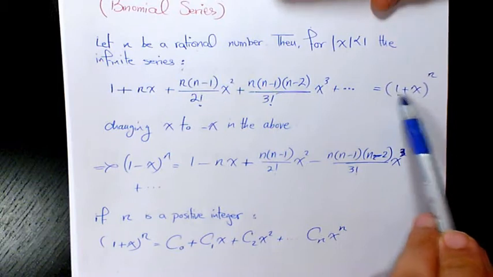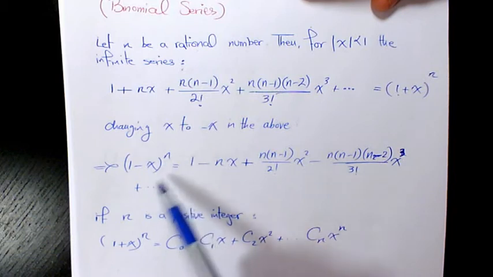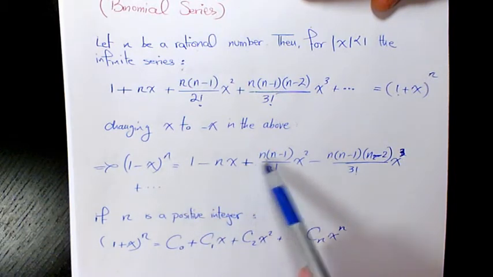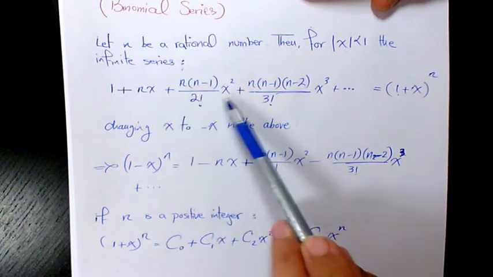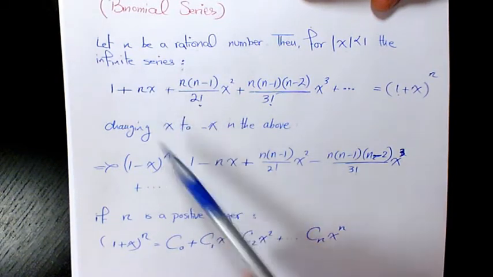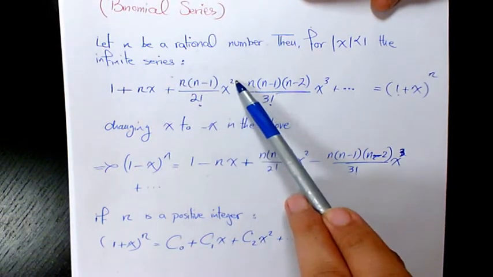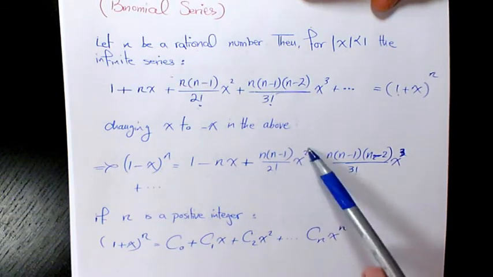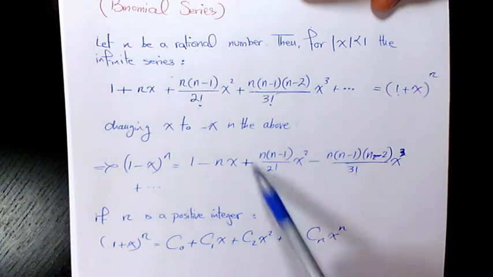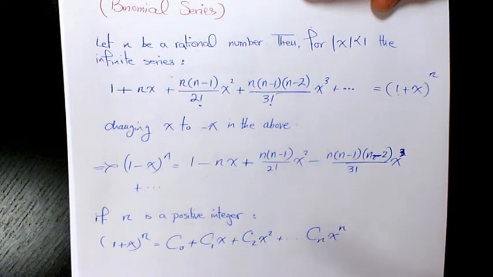So instead of (1 + x)^n, we're going to have (1 - x)^n. n is a rational number, so it's going to be 1 minus nx plus n times (n minus 1) divided by 2 factorial x squared and all the way there. Instead of x, we put negative x here, so that's why nx becomes negative nx. This one doesn't change because x squared is the same as negative x squared. So the terms with x squared, x to the power of 4 or x to the power of 6 remain the same, but the next one is going to be negative and so on.